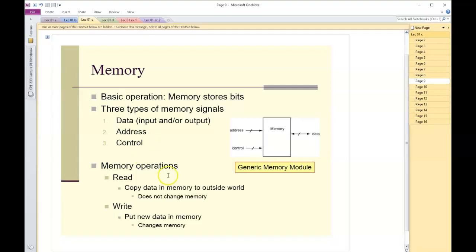There are two types of operations you can do with memory, which are read and write. Reading means I am copying something from memory to the outside world. Essentially, that doesn't change memory. It just gives me the ability to grab that memory, bring it to the outside world, copy it somewhere else, or do whatever I need to with it. Also, I can write memory, which means take something from the outside world and load it into memory. That's an operation that necessarily changes the data in that memory. So at a particular address location, if I'm writing data to that address location, that data is going to change.